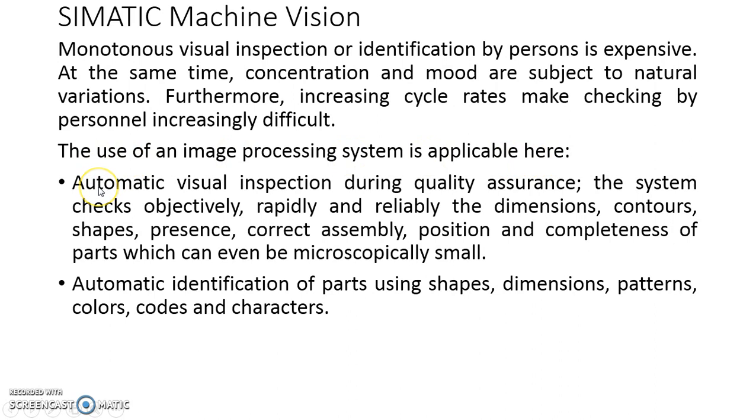In automatic visual inspection during quality assurance, the system checks objectively, rapidly and reliably the dimensions, contours, shapes, presence, correct assembly, positions and completeness of parts, which can even be microscopically small. It also performs automatic identification of parts using shapes, dimensions, patterns, color, codes and characters.